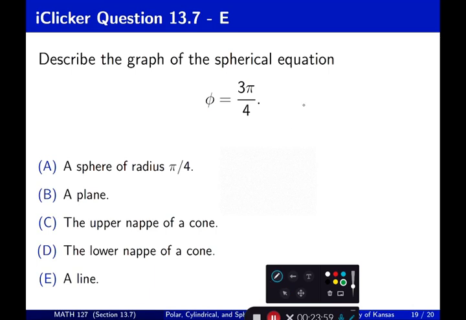So we're saying phi equal to 3 pi fourths. Let's say this is pi half, and you go down this way. Then imagine you're holding a pen and going about the z-axis, which is another pen, and just turning all around at 3 pi fourths. What do you get? You get a cone, the lower nappe of a cone. That's D.